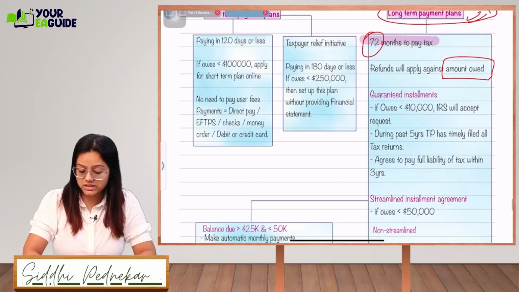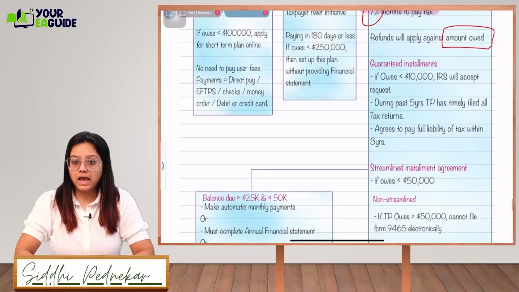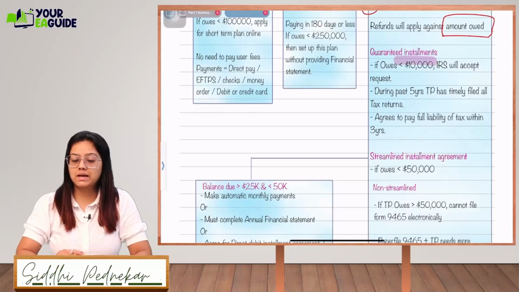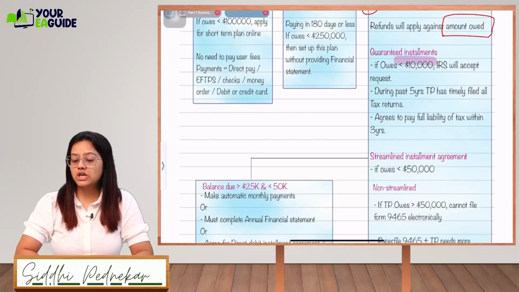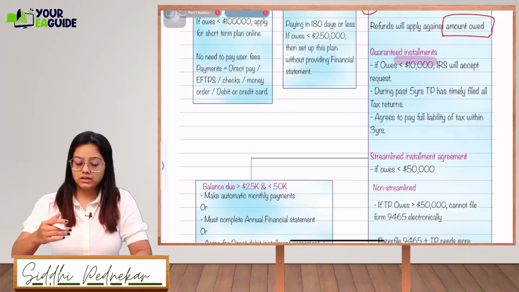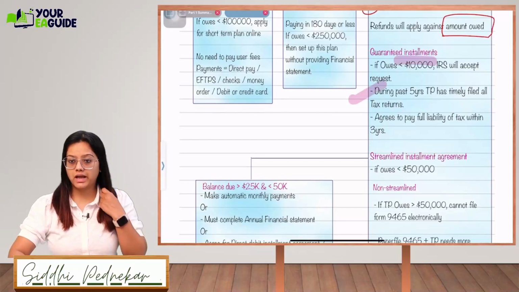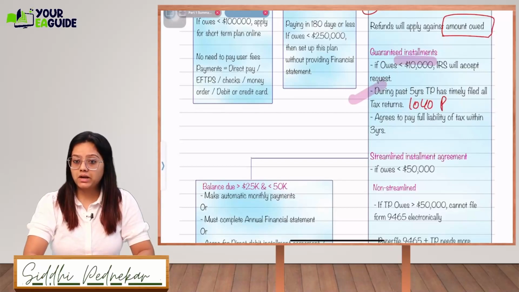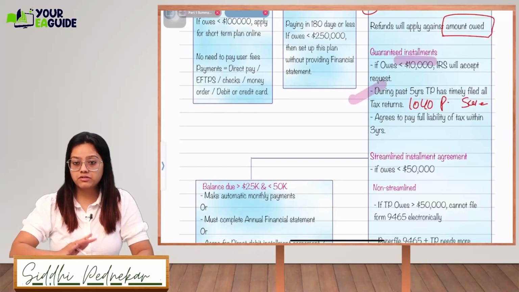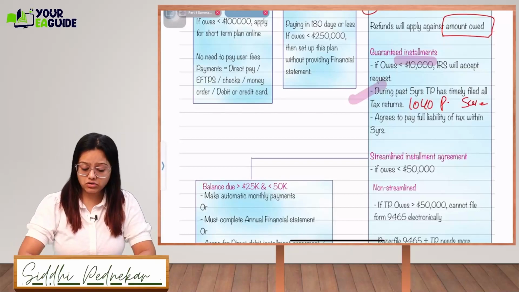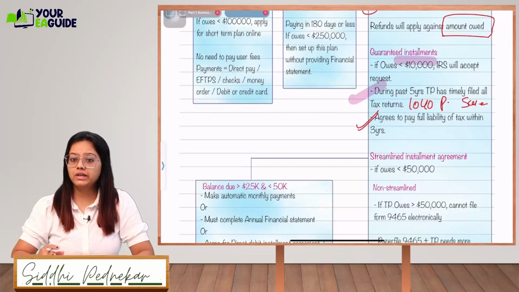So 72 months is the third option. Guaranteed installment is where, if you owe only up to $10,000, the IRS will accept the request. There is no chance that they will reject your request. If you owe up to $10,000, you can pay it in installments. And the condition is that during the past 5 years, the taxpayer has timely filed all the tax returns. All, meaning I am not talking only about 1040. It includes payroll taxes and sales tax. All types of returns are filed in a timely manner during the previous 5 years. And the person agrees to pay all the taxes within 3 years.